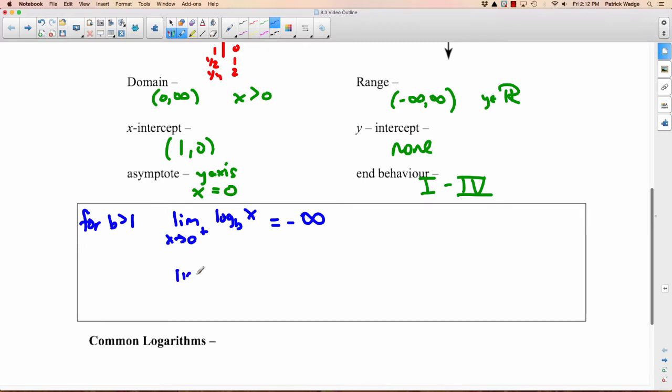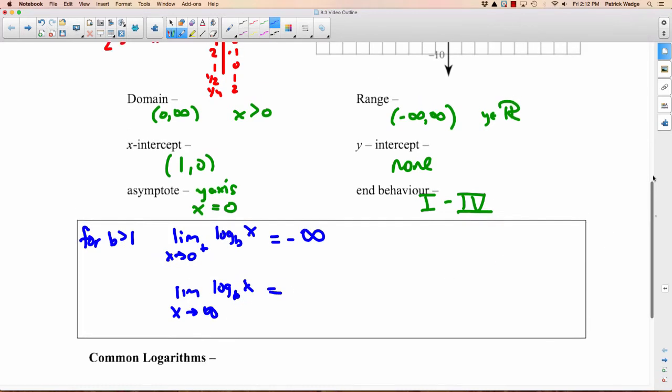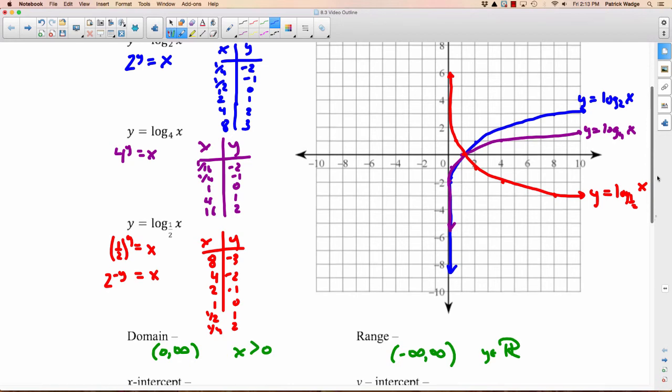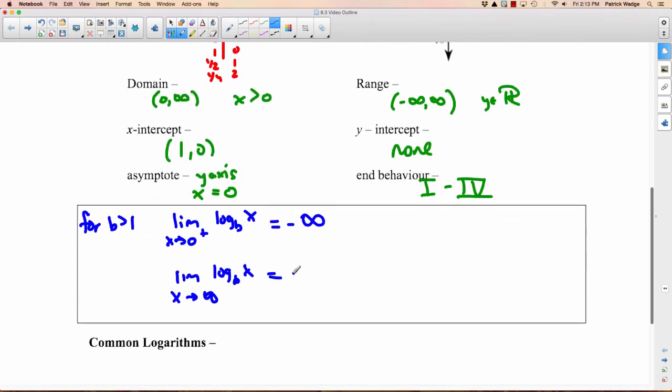And the limit of the base b logarithm of x as x approaches infinity, so, well, it's the infinity sign. As you go way, way out to the right in this purple and blue one, what's happening to the y values of these? They're getting bigger and bigger and bigger, so they're actually tending towards infinity. Okay, how about for b is less than 1? Well, that's the red one above.